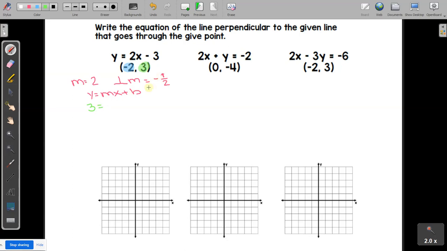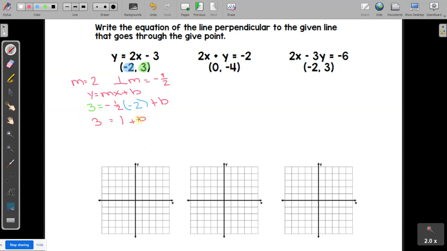Our slope we found was negative 1/2. We're going to multiply that by our x, which is negative 2, and we are going to solve for b. So we have negative 1/2 times negative 2. Negative and negative make a positive, so we get a positive 1. Bring down everything else as is.